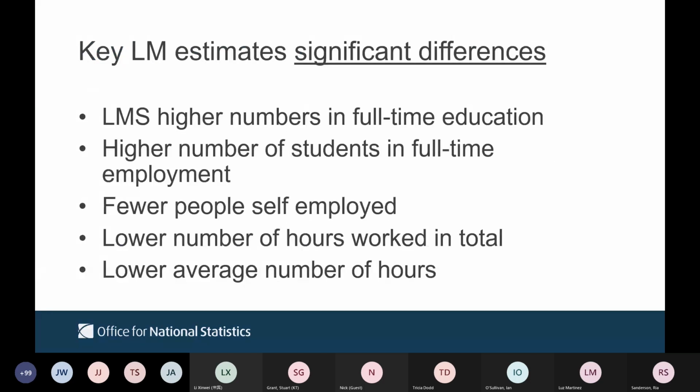We looked at some of the key labour market estimates that we could produce from the LFS from the same period. Now, these are unpublished LFS estimates because they're from a particular time frame. So there were significant differences between the LMS estimates and the LFS in terms of the numbers of students in full-time education, where there were fewer people counted as self-employed in the LMS. And there were differences also in terms of the number of hours worked and the average number of hours estimated by the LMS. So there were some significant differences between the two surveys.